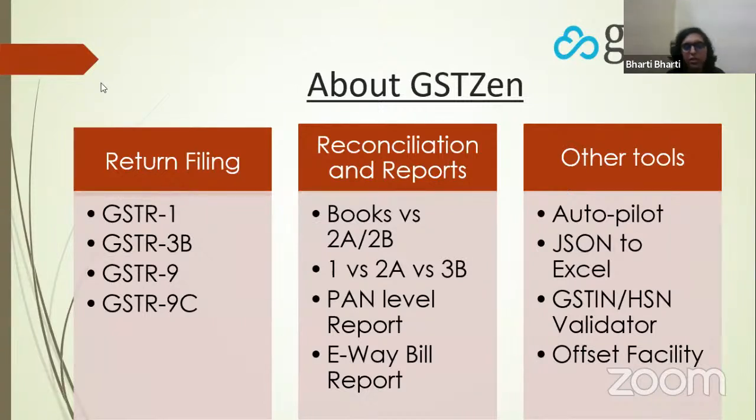So through the software, a person can file GSTR 1, 3B, 9 and 9C. We provide reconciliation between books and GSTR 2A, 2B. We provide PAN level reports, consolidated report of GSTR 1, 2A and 3B, as well as e-way bill reports. So we have other tools in order to make your life easier. The tool called Autopilot allows a person to perform a single function for multiple GST numbers at a time. We provide JSON to Excel utility, and we have various validators which help in validating GSTs and HSN.